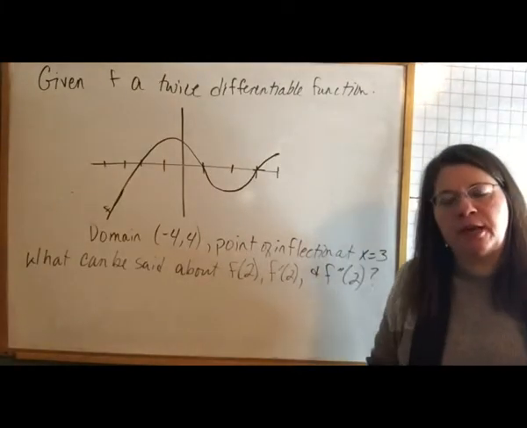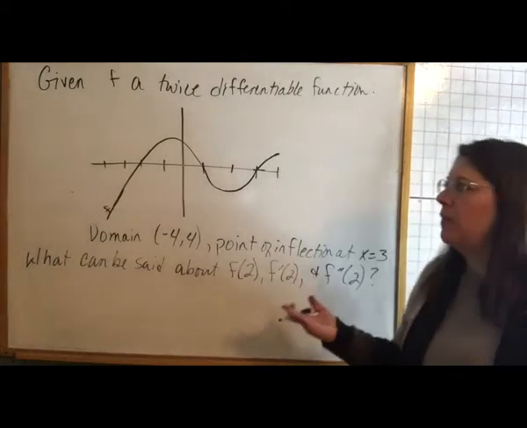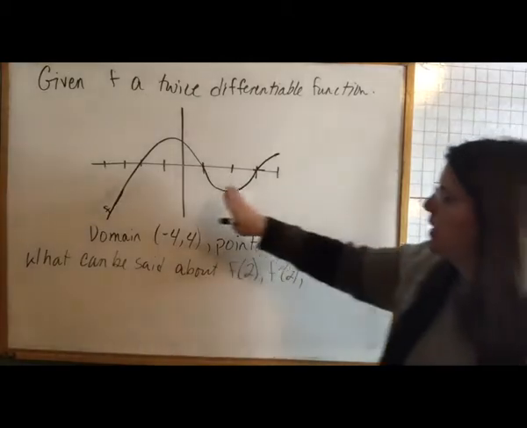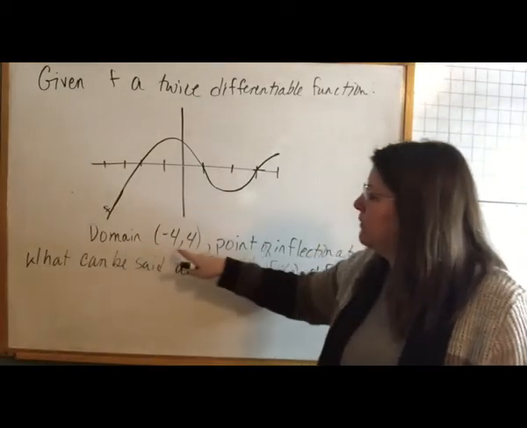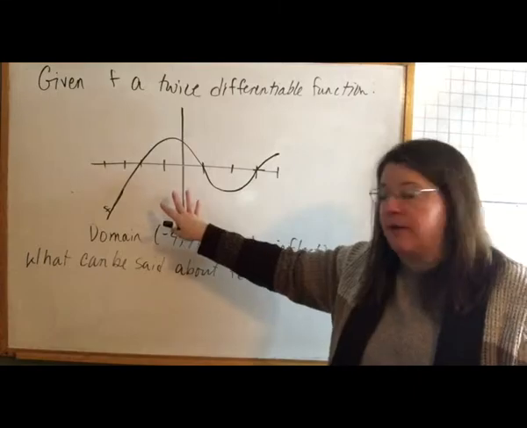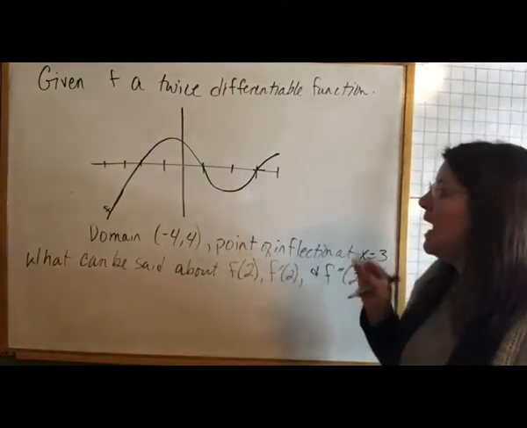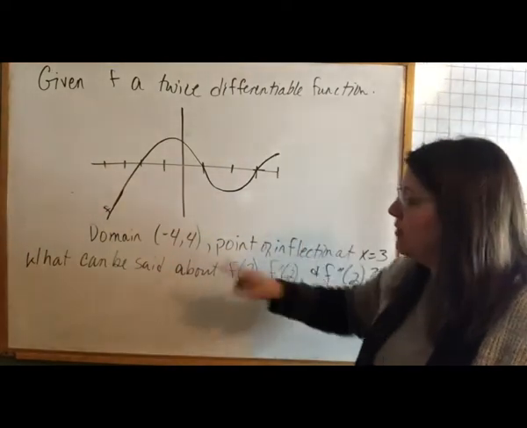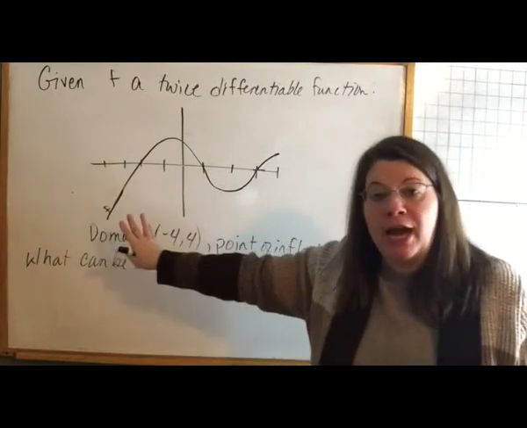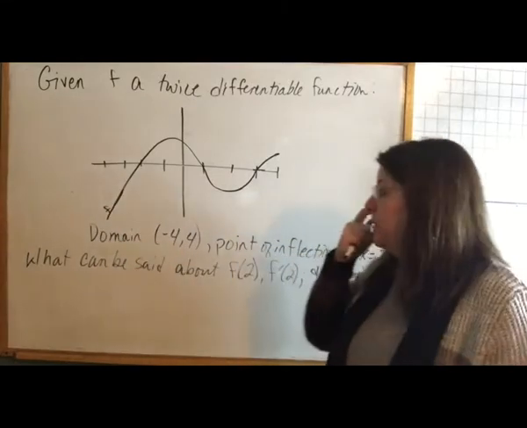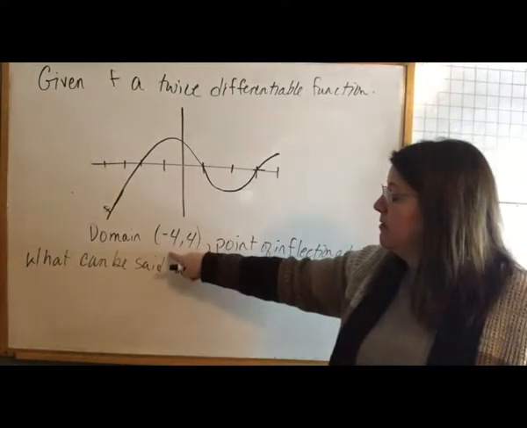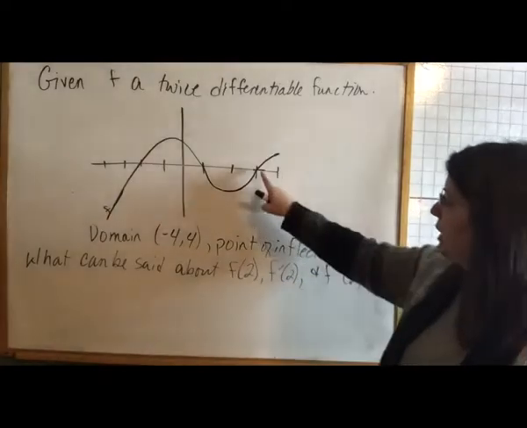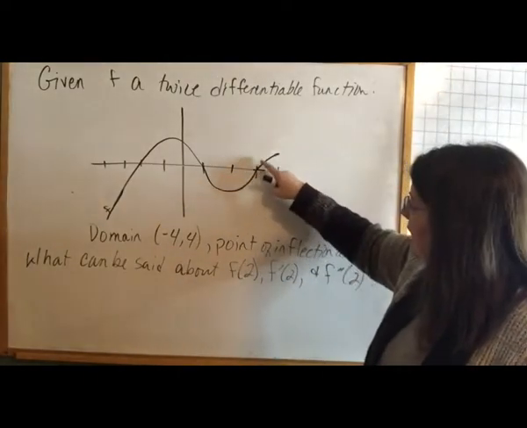So here's another type of example that they're going to ask us to be able to do with these types of problems. It says given f, a twice differentiable function. Okay, so they give us f with a domain of negative 4 to 4. So they've given us a portion of this graph just with the domain from negative 4 to 4, and they want us to analyze this graph based on what is being done here. Now, notice this is function f. It's not f prime, it's not f double prime, it is f, okay? The domain is negative 4 to 4. The point of inflection happens at x equals 3, so that's going from concave up to concave down.